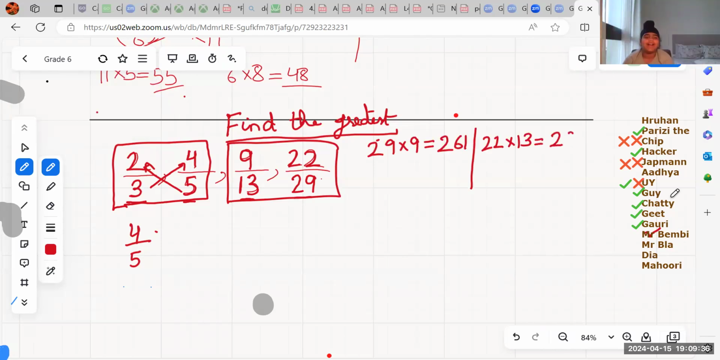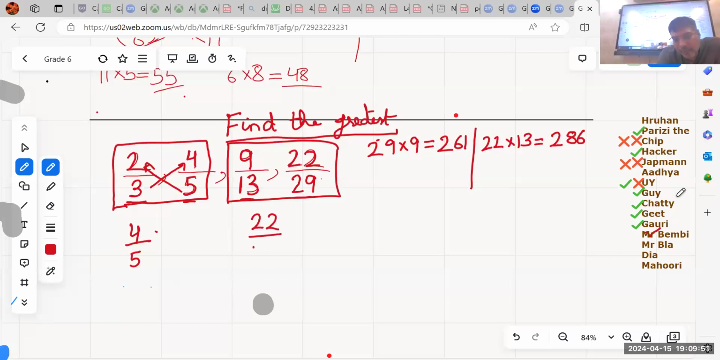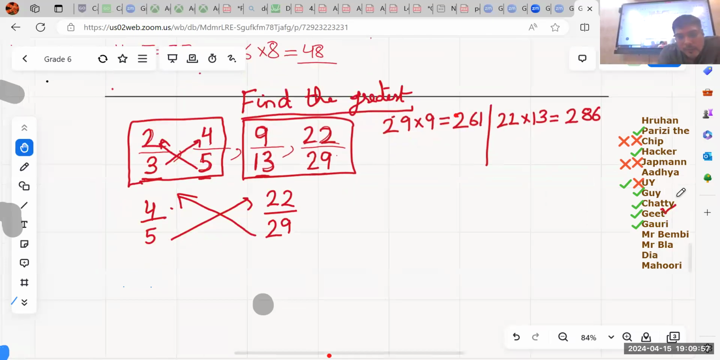So what is the actual name of this method? Yes, 22 by 29 is greater. What is the correct name of this method? Cross multiplication. With cross multiplication only. So which one is greater? 22 by 29. Now you compare this, 29 times 4.